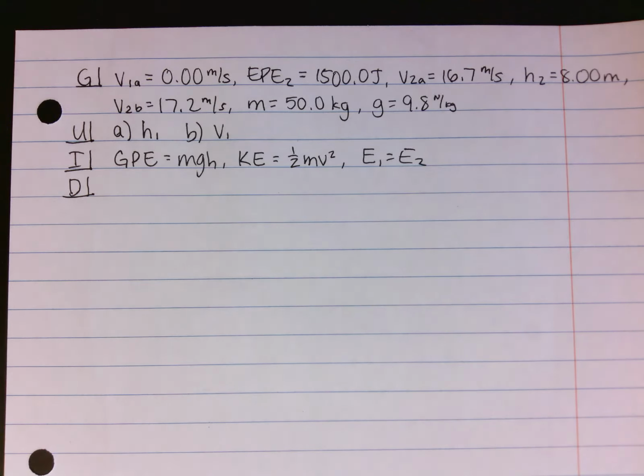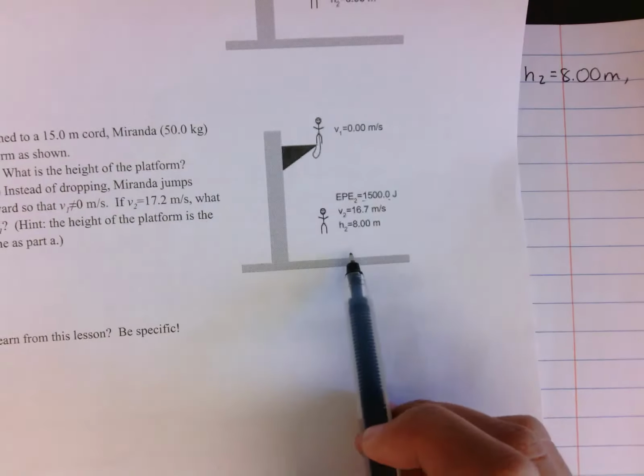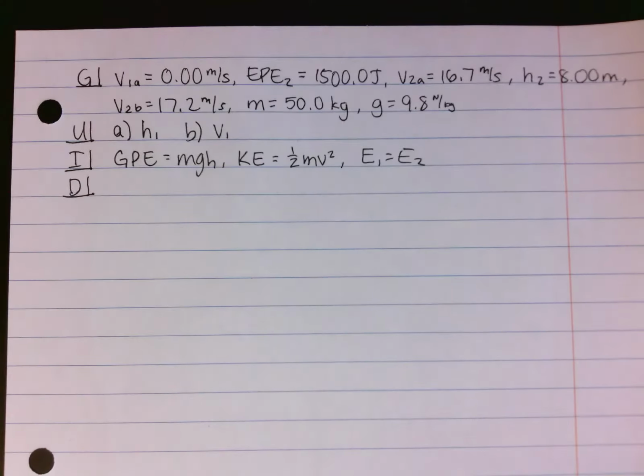Hey guys, so today we're going to be doing a problem from lesson 2.7. It reads, attached to a 15-meter cord, Miranda, who weighs 50 kilograms, drops off a platform as shown in this diagram here. A asks, what is the height of the platform? So what is height 1?